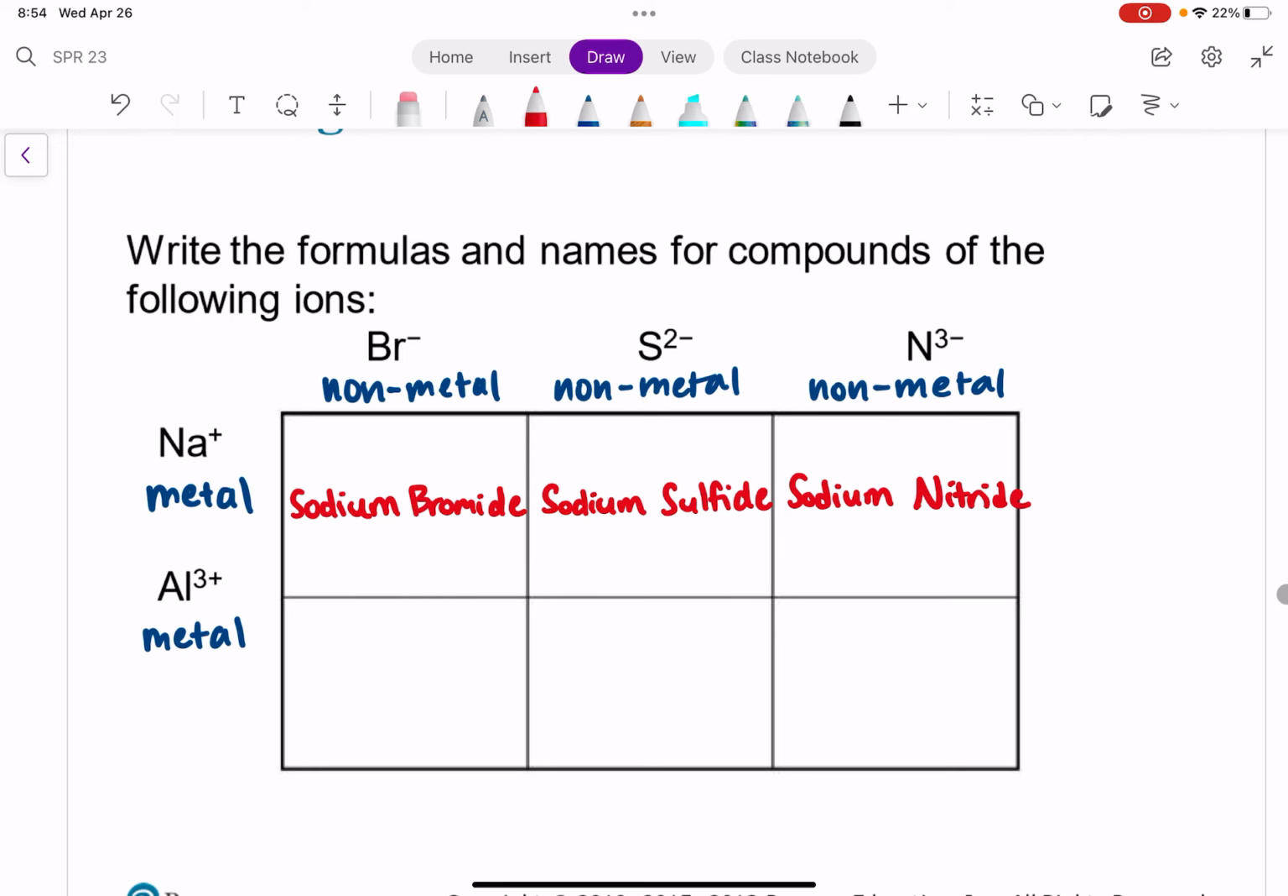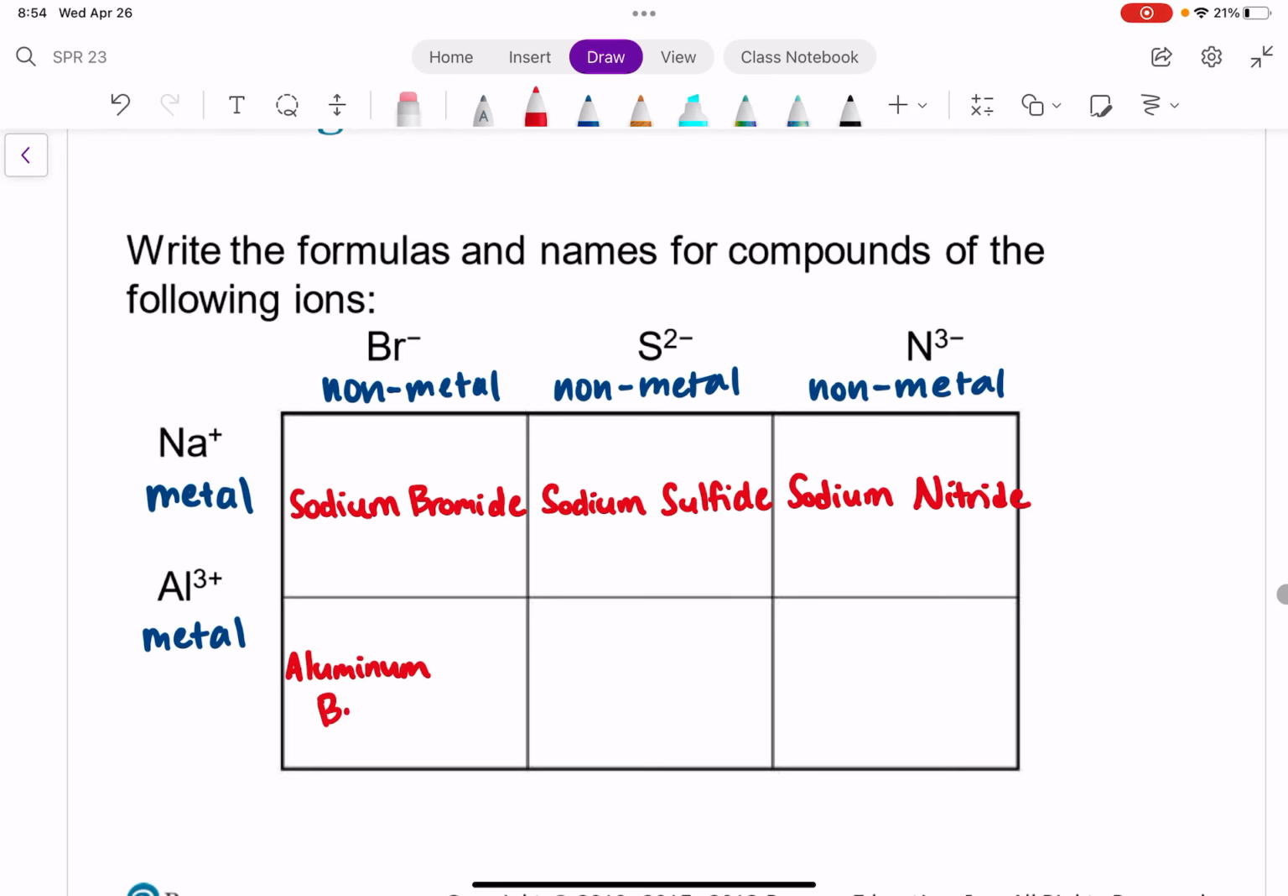All right, let's try the next metal. So which comes first, this one or this one? Yep, aluminum comes first. Why? It's a metal. Do we change it to aluminide or alumide? No, because it's the metal, so we don't change that first one. So aluminum, we just write it like that. That's the name. And then what is the next part?